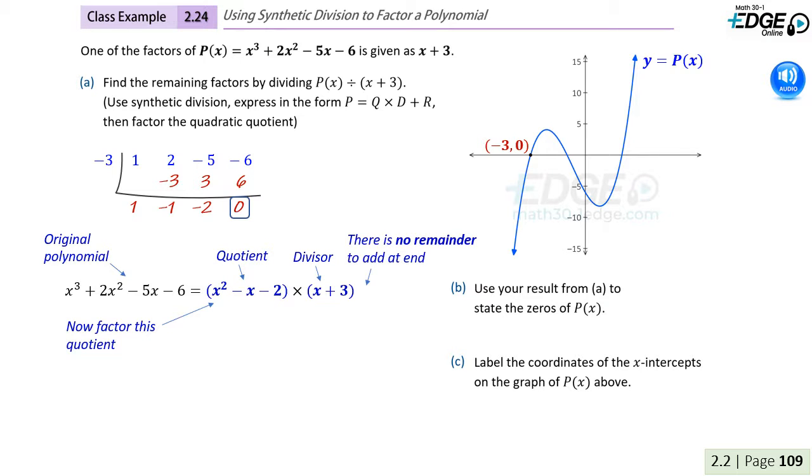Now we need to factor the quotient. We have many strategies for this that we practiced in Math 10 and 20. Given that this trinomial, x squared minus x minus 2, has a lead coefficient of 1, we simply need to find two numbers that add to negative 1 and multiply to negative 2. We find x plus 1 and x minus 2 in either order. With this, we have found the factored form of our cubic polynomial.